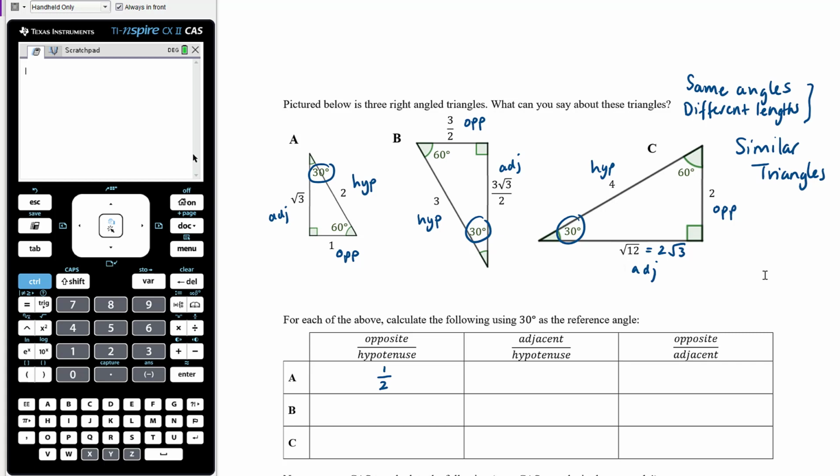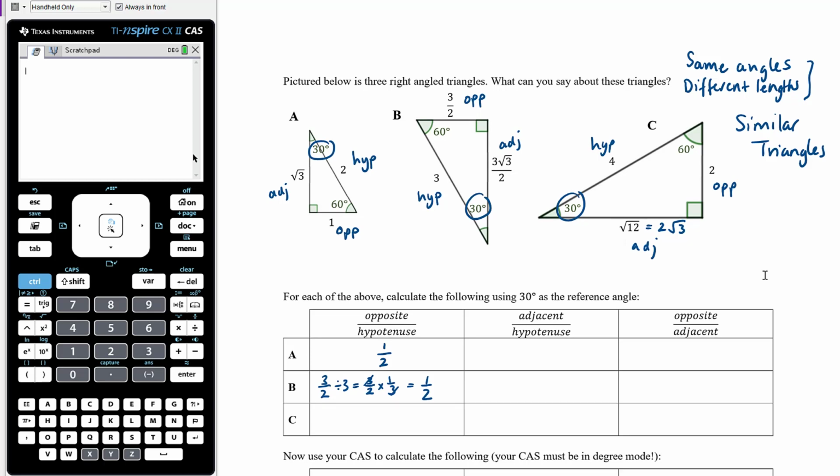In triangle B, okay, that's going to be a bit uglier, so I'm going to write out some steps here. We can use our CAS to help us, but we should be able to do this. 3 on 2 divided by 3, which means it is 3 on 2 times a third, which means our 3's are going to cancel out, and it is also 1/2. Okay. If we did opposite divided by hypotenuse for triangle C, so opposite side is 2, hypotenuse is 4, so we also get 1/2. So regardless of the size of the triangle, the opposite over hypotenuse when we're talking about the 30-degree angle is the same for all three triangles.